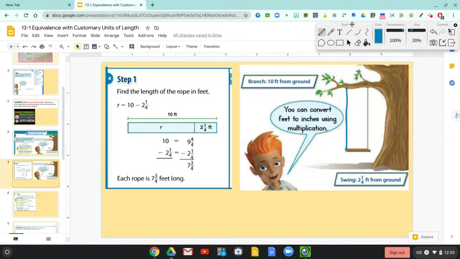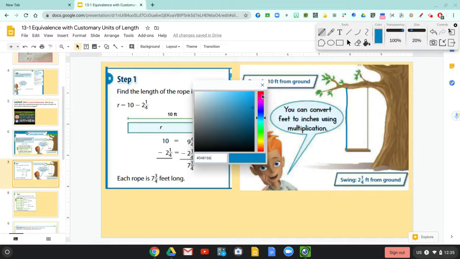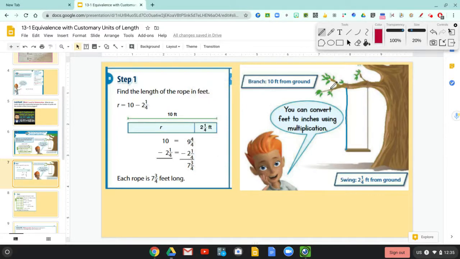So what they had done before is, remember, from the top of the branch down to the ground, that was 10 feet, but then from the bottom of the swing to the ground was 2¼ feet. So you actually have to subtract out 2¼ from 10. So let's take a look at how they do this.